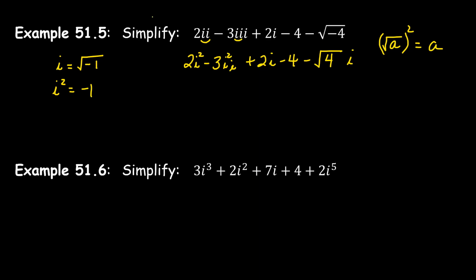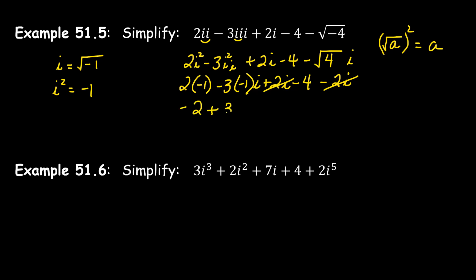All right, so we can simplify this now by putting -1 everywhere we see an i squared. The square root of 4 is 2, so 2i. So I have a positive 2i and a negative 2i. I can cancel those out. I have -2 plus 3i and then minus 4. So -2 minus 4 is -6, and then plus 3i. And you can see that I put the real number first and the imaginary number second.